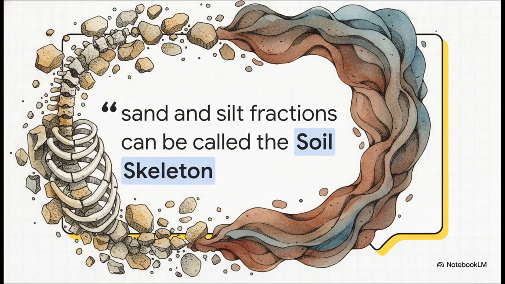I absolutely love this analogy from the source material because it perfectly summarizes the whole system. It says the relatively inert sand and silt fractions can be called the soil skeleton, while the clay, by analogy, can be thought of as the flesh of the soil. It just paints such a great picture, right? Sand and silt give you this inactive structural framework for drainage, while the clay is the reactive, sticky flesh that binds it all together and reacts with the water.